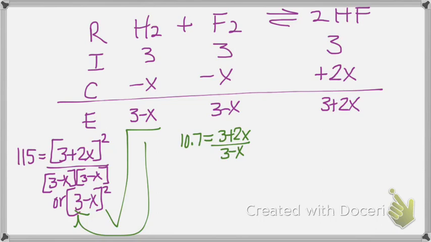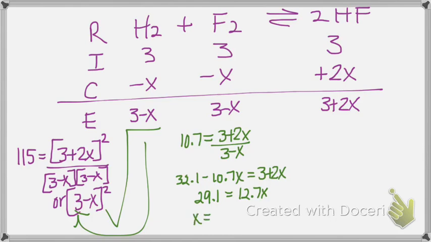On this one, I actually wrote out all the collected terms. So if you want me to do that, I can. So then I get 32.1 minus 10.7x equals 3 plus 2x. Collecting my terms, which means subtracting and adding, you know all that, right? That gives me 29.1 equals 12.7x. So x is equal to 2.29.